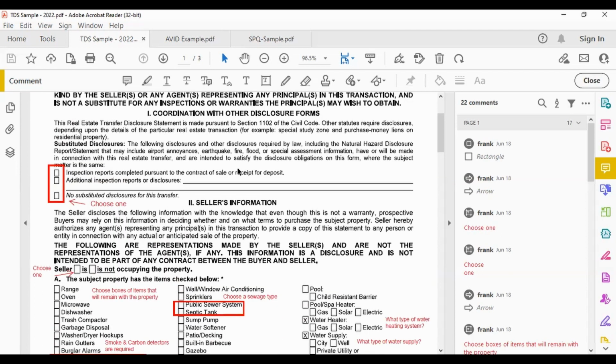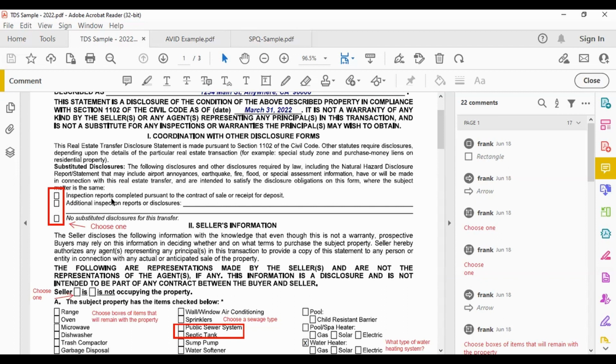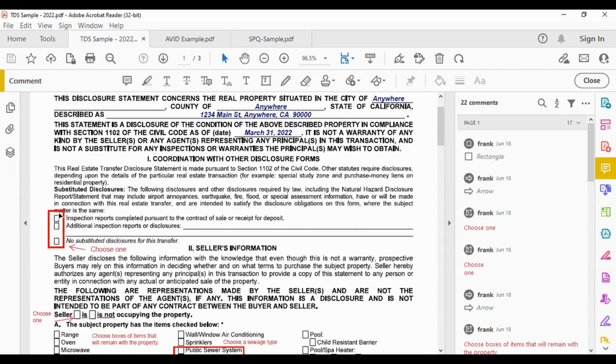So on page 1, there are some important areas that agents miss all the time. What I see honestly, about 50% of the time is on item number 1 right here, these 3 boxes right here. One of those boxes has to be checked for this document to be considered absolutely complete. Either the box that says inspection reports completed pursuant to the contract of sale receipt for deposit, the additional inspection reports or disclosures, or no substituted disclosures for this transfer. One of those boxes has to be selected.